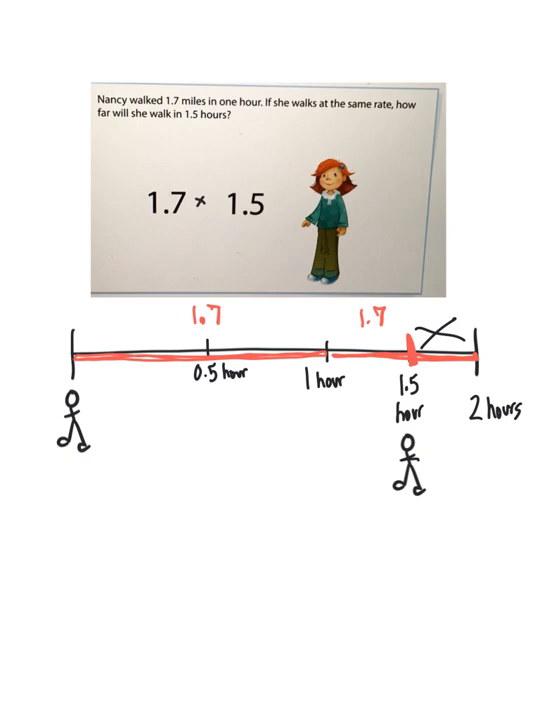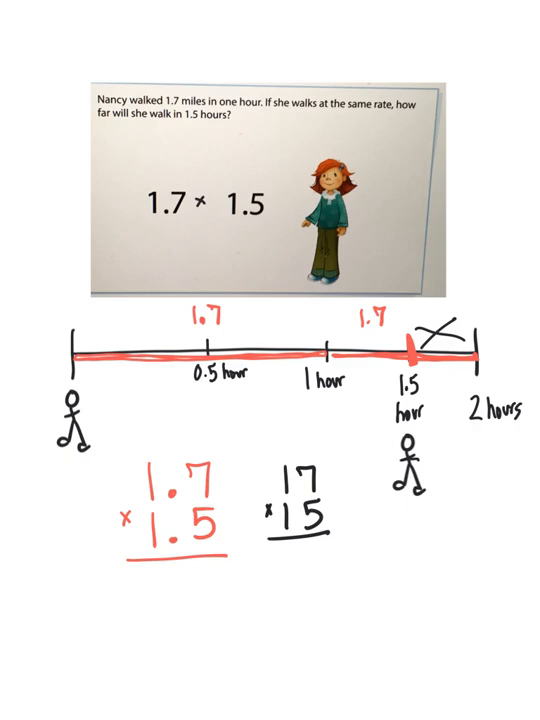We can figure this out by multiplying her consistent speed multiplied by her time. And remember, when we multiply decimals, we're going to start out by multiplying them as if the decimal point wasn't there. So we can multiply 17 times 15. Pause the video and go ahead and figure out what that would give you.